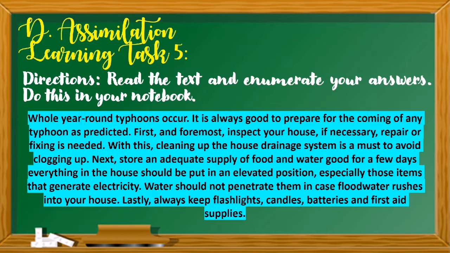For our assimilation, we have learning task number 5. Read the text and enumerate your answers. Do this in your notebook. So read the paragraph. Again, read the paragraph. You can just pause the video and then read the paragraph.